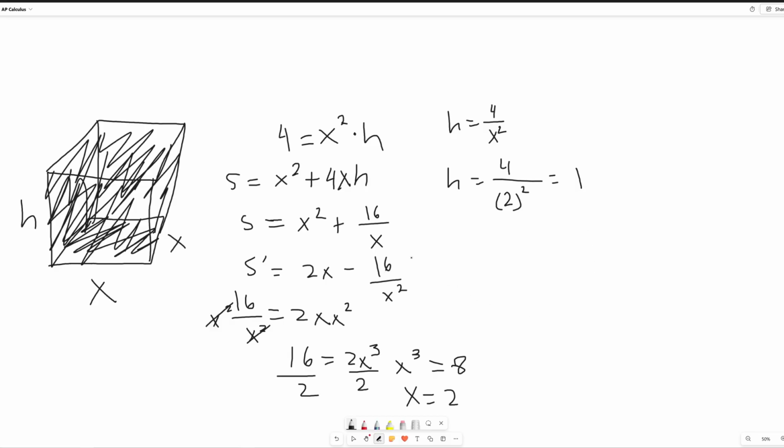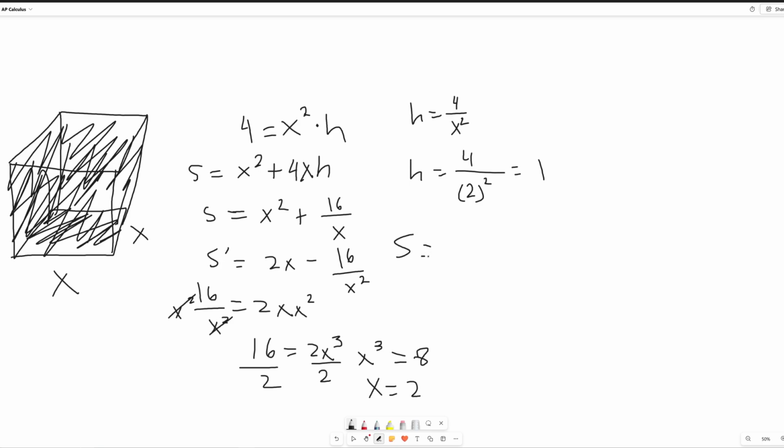So now we can just plug this back into here. And now we have the surface area equals 2 squared, so 4 plus 4, x, which is 2, h, which is 1, equals 4 plus 4 times 2, which is 8, so s equals 12. This is your minimized surface area.